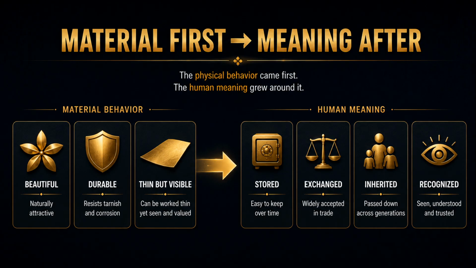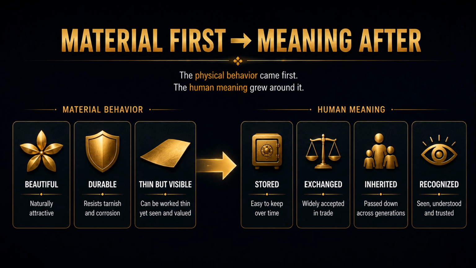It was beautiful, but it was also durable. It could become jewelry, but it could also survive time. It could be made thin, but still remain visibly gold. It could be stored, exchanged, inherited, and recognized across different places and periods. That does not make this an investment argument. This is not a prediction about gold prices, and it is not advice to buy gold. It simply explains why trust around gold is easier to understand when you first understand the material.